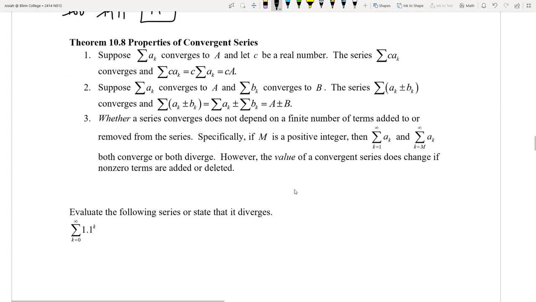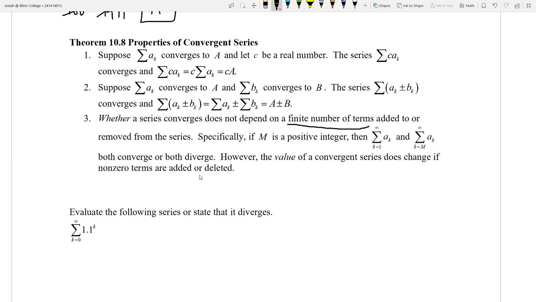The last one is very much dependent on this series idea. Whether a series converges does not depend on terms added or removed from the series. If a finite number is added or removed, then convergence or divergence does not matter. So what is basically happening is, if m is a positive integer and we change the index from 1 to any other positive integer, it's not going to change the convergence or divergence. Either both converge or both diverge. The value is going to change, though. The value of the convergent series does change.